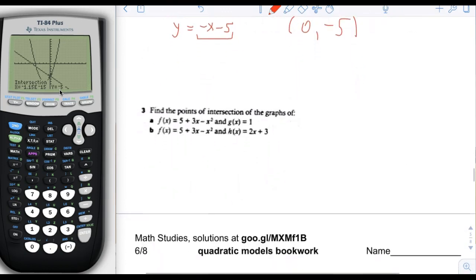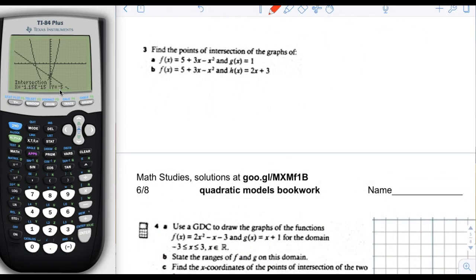All right. Going to the last problem. Find the points of intersections of the graphs of, and it gives us two functions here, f and g, and these are quite easy. We just put them in the calculator under y equals. It's in a little bit different order than usual. Usually I have x squared first. In this case, they start with the number 5 plus 3x minus x squared. And the bottom one is going to be y equals 1. And then we're going to graph them.